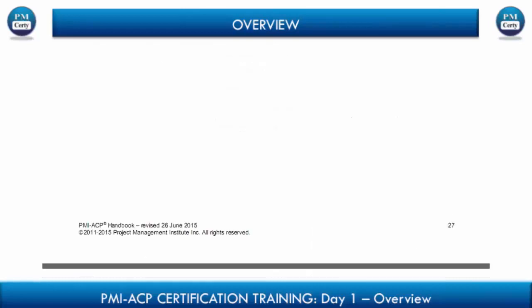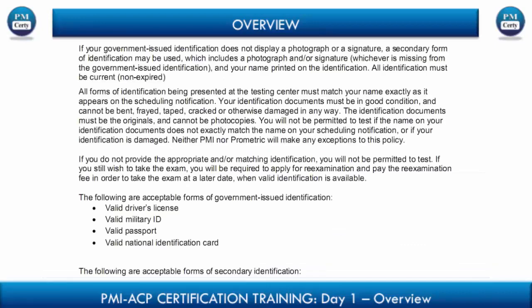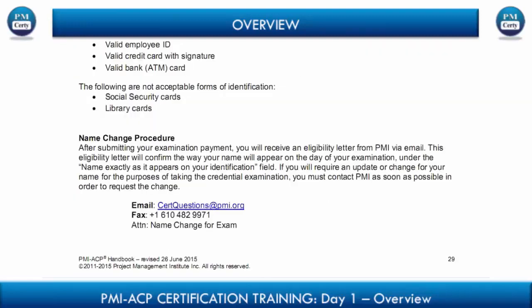So they're just giving you a lot of examples, talking about how you handle it, what you need to prove who you are. They don't want somebody else coming and writing the ACP exam on your behalf. So they ask you for some form of license or some other form of identification, and they mention that library cards or social security cards are not forms of identification.